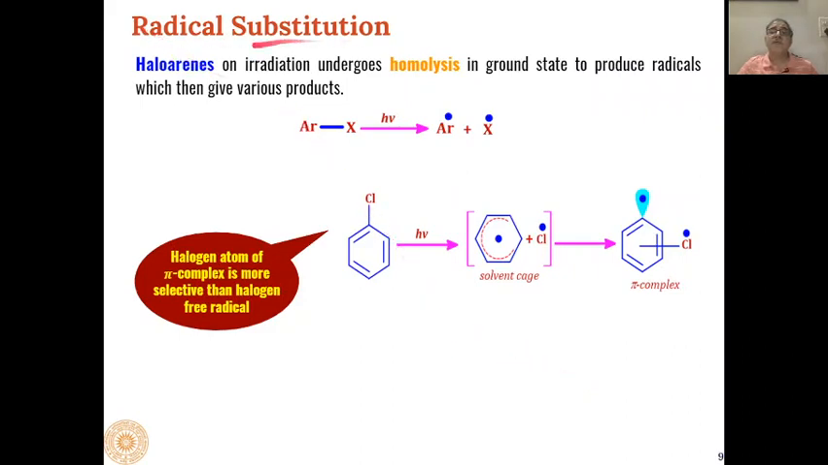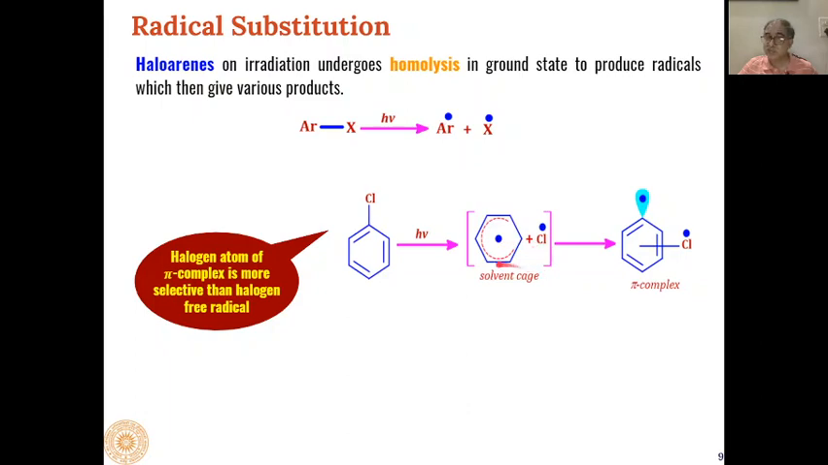Then the third category is radical substitution reactions. In the other two types we have seen heterolysis of the bond. Here homolysis of the bond will take place. Aryl haloarenes will undergo homolysis of the ArX bond, and we will get aryl free radical and halogen free radical. Similarly, when chlorobenzene is photoirradiated in presence of a solvent, a solvent cage is formed between these two radicals which are formed.